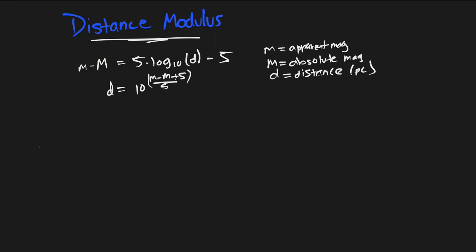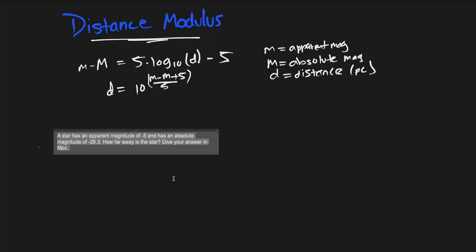Just take a second to pause it. Okay, so a star has an apparent magnitude of -5 and an absolute magnitude of -26.3. How far away is the star? And give your answer in megaparsecs. So the apparent magnitude is -5.